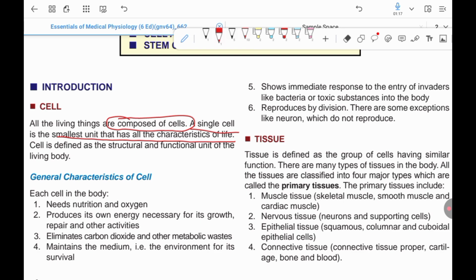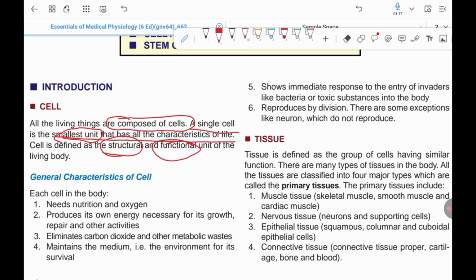Okay. So below the cell, there is no structure that can independently survive. Cell is the smallest structure that can live independently in the living organism. So that's why cell is the smallest unit of the living organism. Cell is defined as a structural and functional unit of living organism.